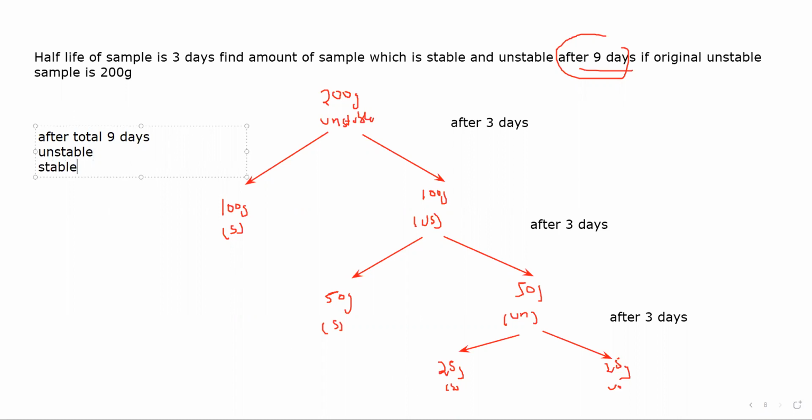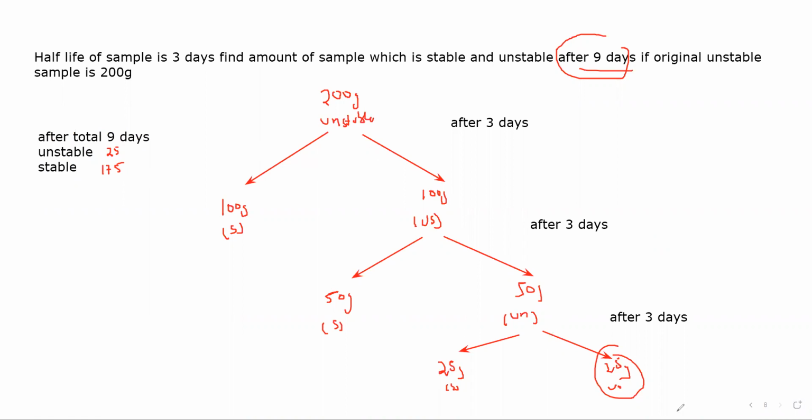What is the amount of sample stable after 9 days? Oh, sorry, unstable first. What's the amount of sample which is unstable or still emitting out radiation after 9 days? So after 9 days, 25 gram is still emitting out radiation. So unstable is 25 and originally it was 200. So stable will be 175. Is it clear? You can add these numbers: 100 plus 50 plus 25.